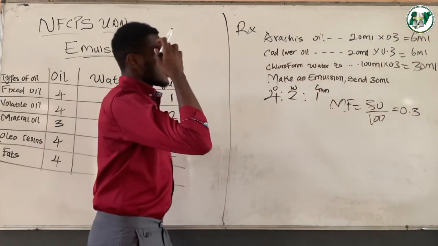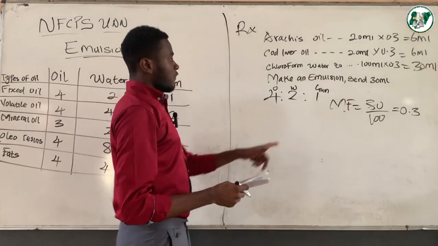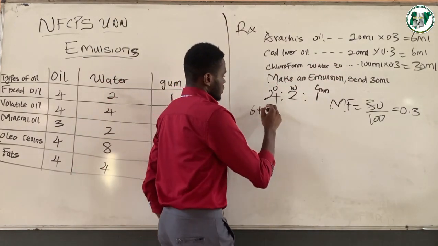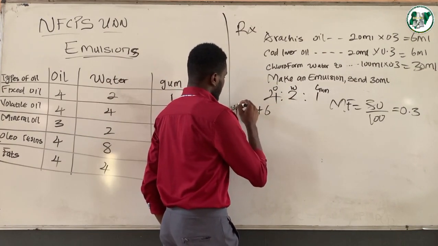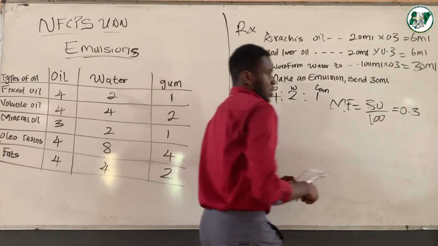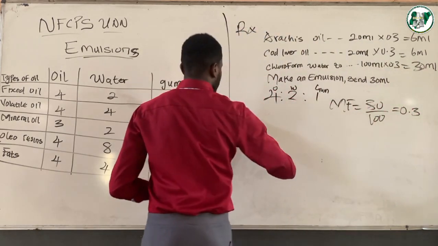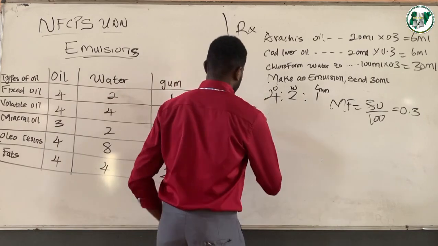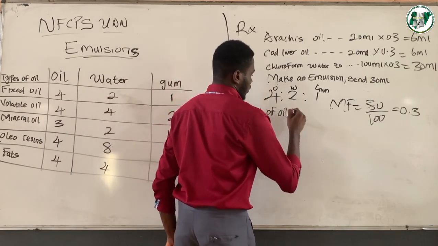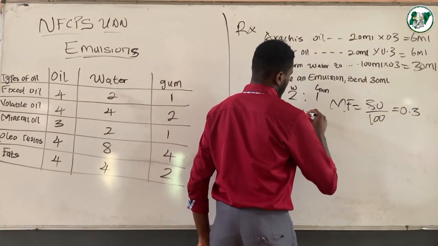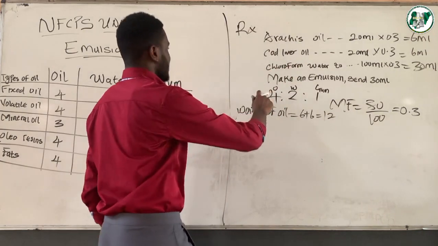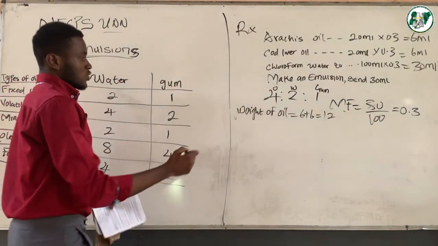So we've gotten the volume of our oil, which is 6 plus 6. The volume of our oil is going to be 6 plus 6, which is 12 ml. Note that arachis oil and cod liver oil are examples of fixed oil. So 6 plus 6 will give us 12.